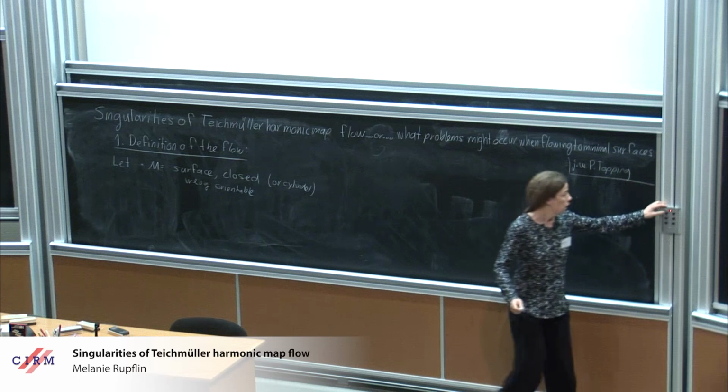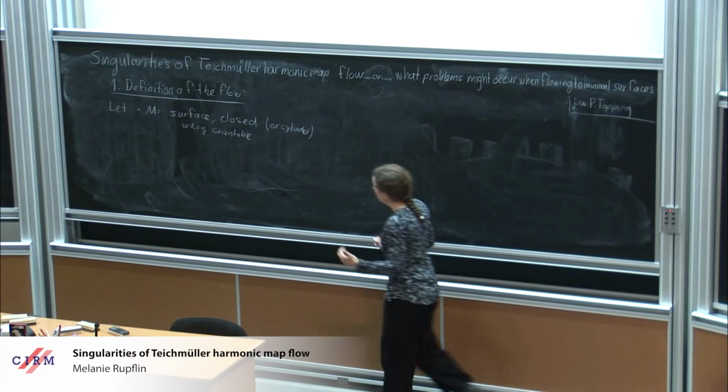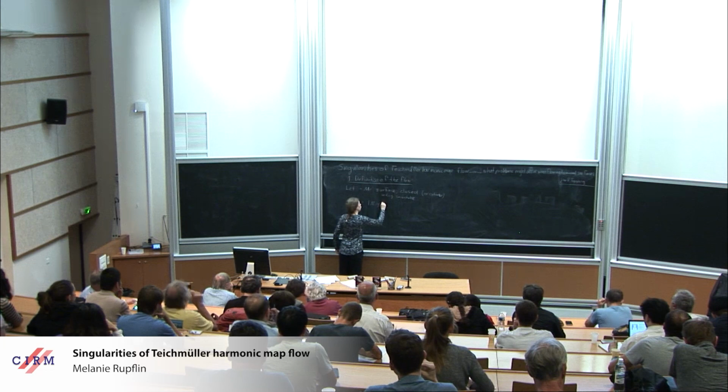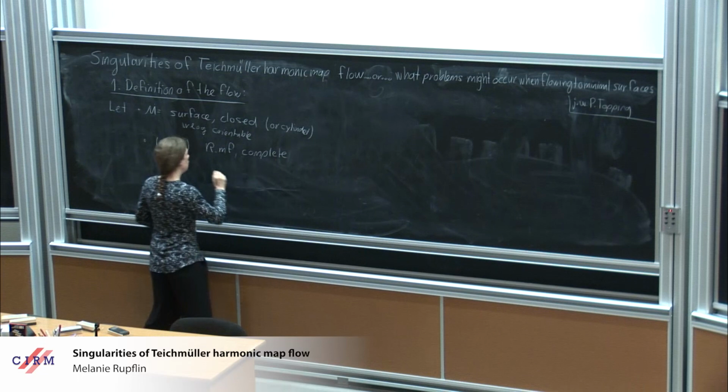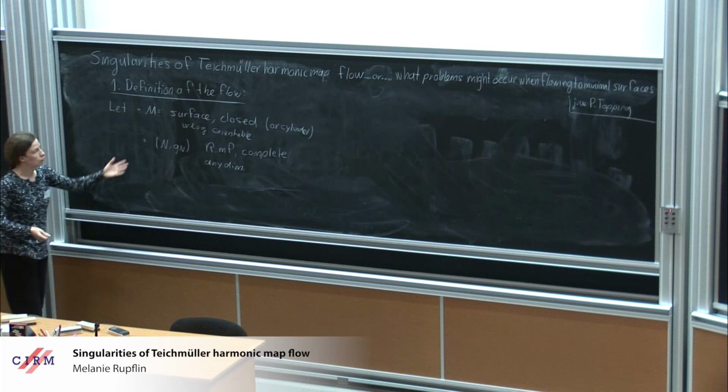So this is the domain over which I will parameterize my maps, my surfaces, and then I have the space in which I'm looking for minimal surfaces. N, or (N,G), is just any Riemannian manifold, say complete, but really any dimension. No restrictions other than completeness.